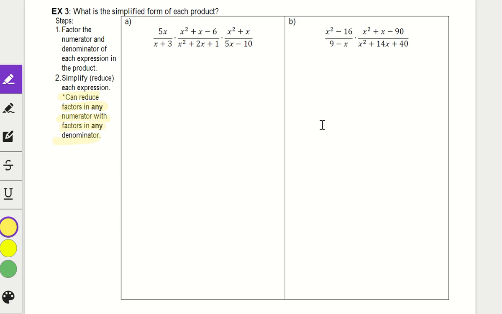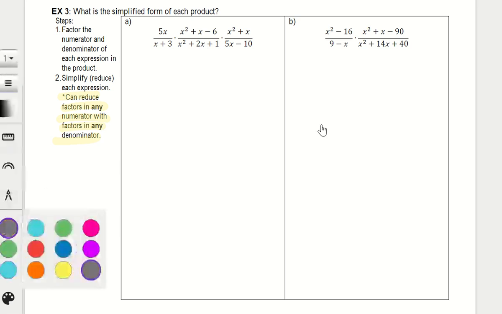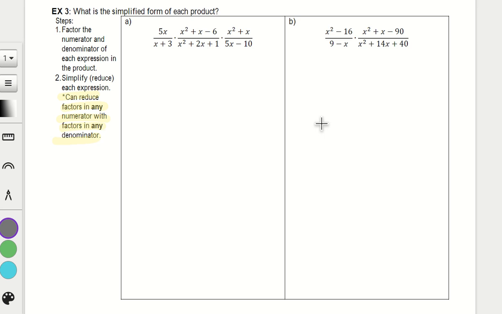If I look at A, I have 3 fractions being multiplied together. If I start to look at these, 5x, I cannot simplify 5x. I cannot factor x plus 3. So this first fraction I actually can't do anything with. The second fraction, I have some quadratic trinomials, so I'm going to have to do product sums. The second one, I just have 2 terms. Notice I can just do a GCF.